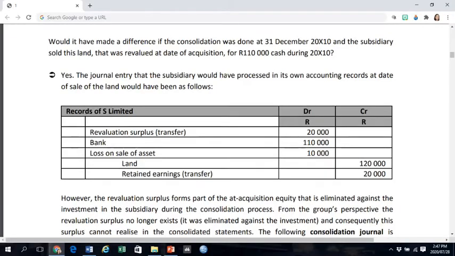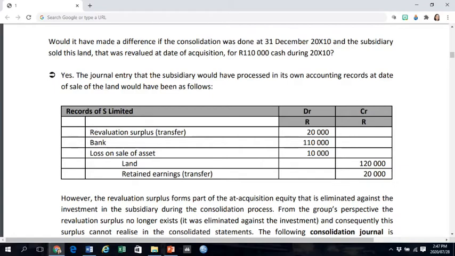In example 7.1, we looked at the scenario where there was a value adjustment required on the land of the subsidiary at acquisition date, and the subsidiary did account for this value adjustment in its separate financial statements before we consolidated. As a result, there was no business combination valuation journals necessary as part of the consolidation process.